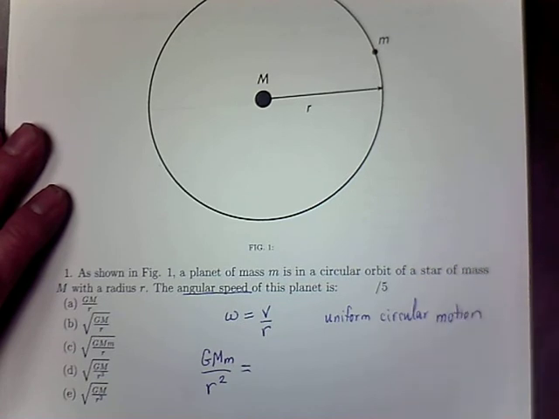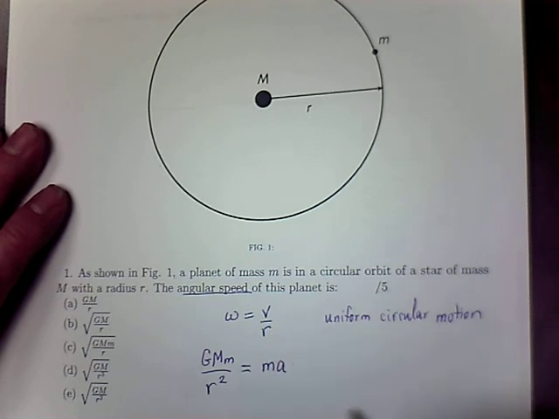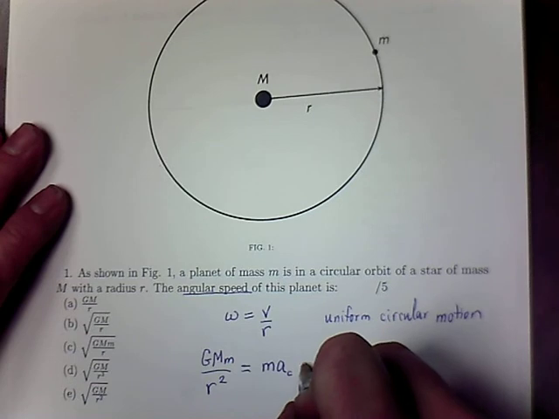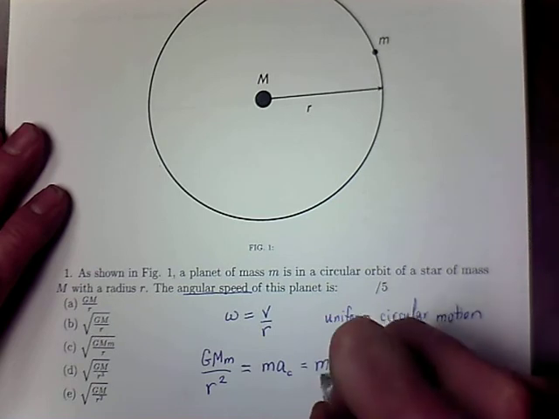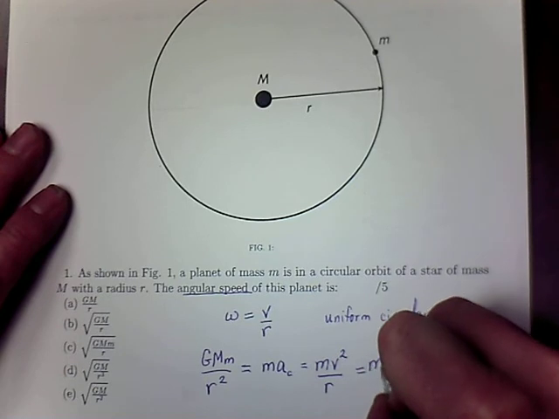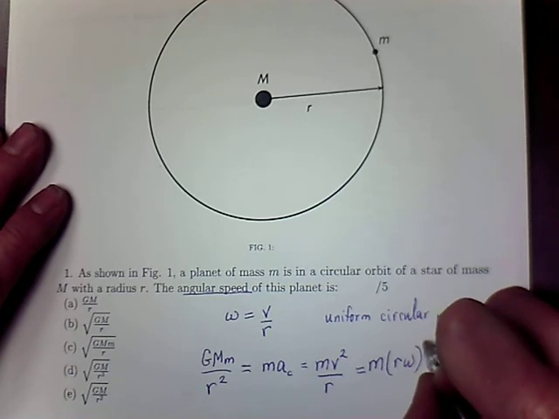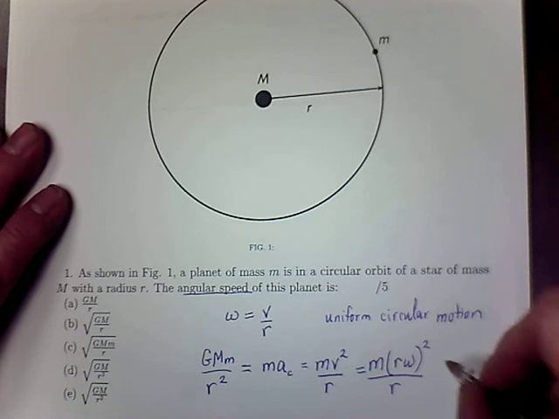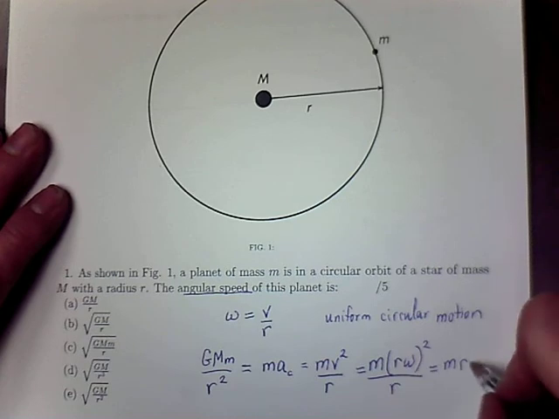And for an object in uniform circular motion, we know that the sum of the forces acting on it is equal to mass times acceleration towards the center. That acceleration towards the center we sometimes call centripetal acceleration. It's given by mass times v squared divided by r. And if we substitute in the speed of the object being the radius times the angular velocity, we can express this as mass times, one of the factors of r will cancel, times angular speed squared.